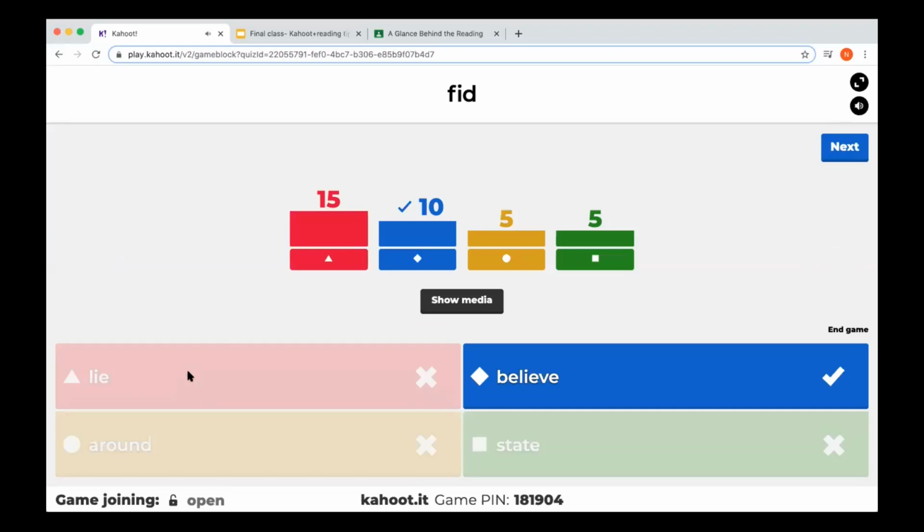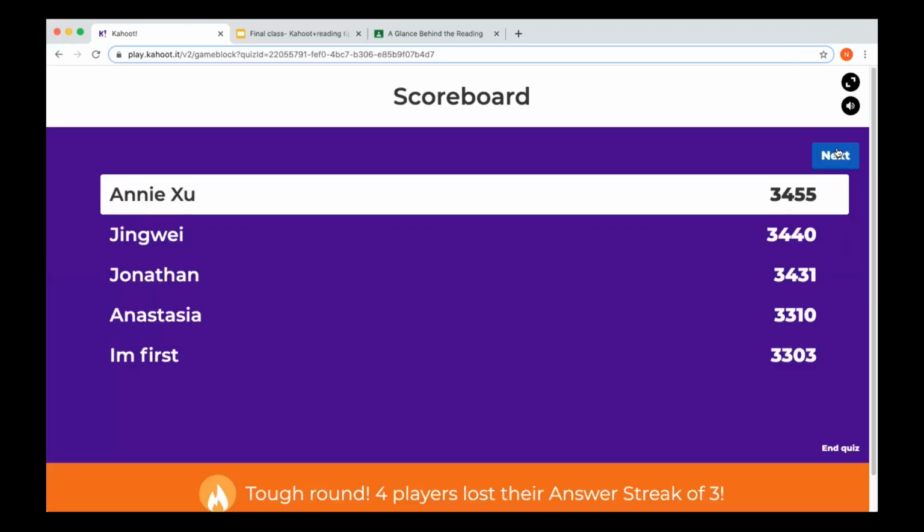Oh, I see where you guys would get lie, like fib or something like that, where you would lie. Yeah, so I remember this was one that I told you would be a little bit hard. But the way I remember this is confident, so like believing in yourself. And for those who get things wrong, maybe take the time to mark it down or write, oh, I got fid wrong, and then go back to study it. Next.